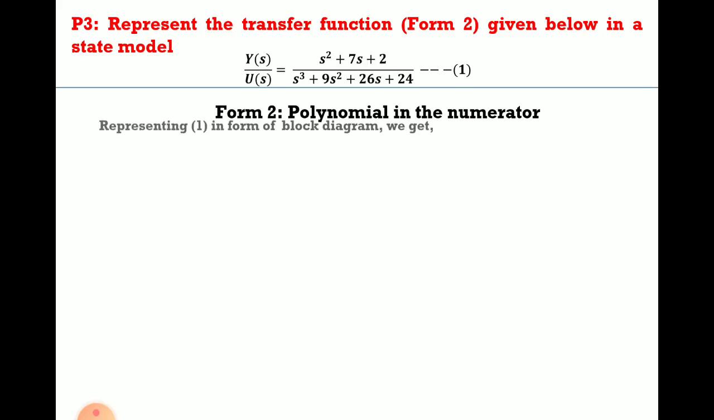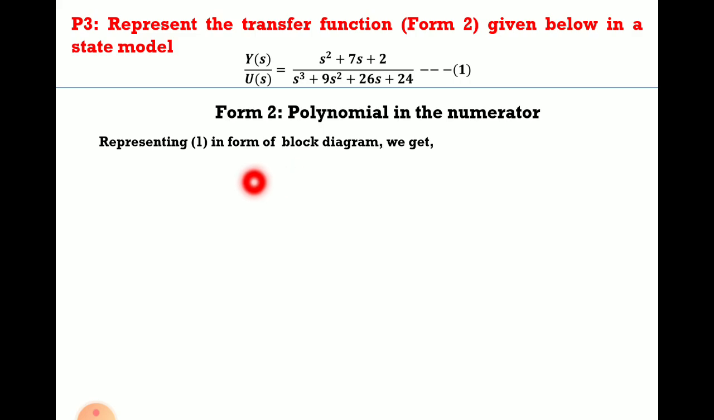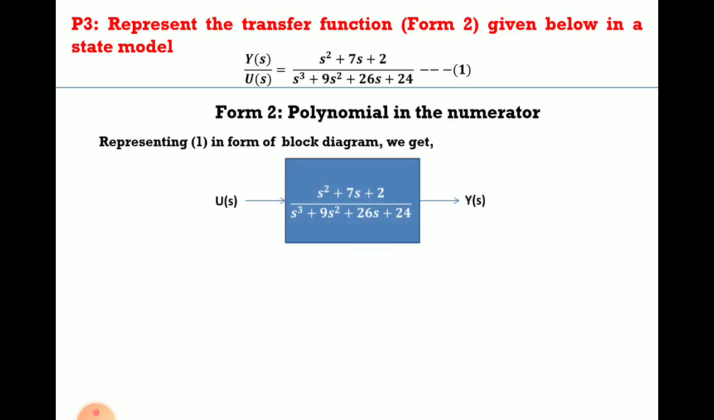So now again, here the first step is represent the given transfer function in the form of block diagram. Again, we will arrive at this block diagram. You can observe here u of s is the input, y of s is the output, and this is your transfer function. We know, right? Transfer function is the Laplace transform of output to the Laplace transform of input, assuming that initial condition is 0. So this is our output and input, and this is our transfer function.